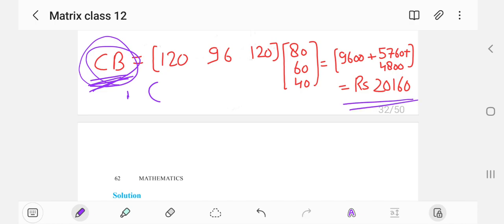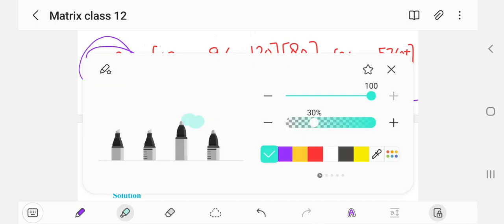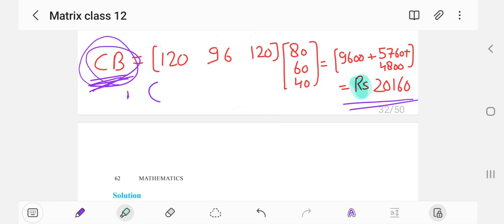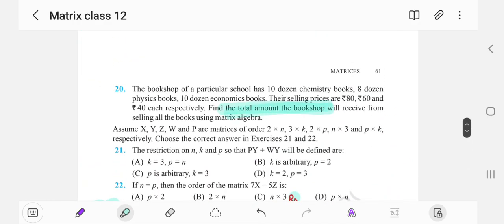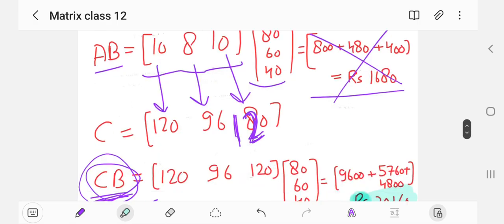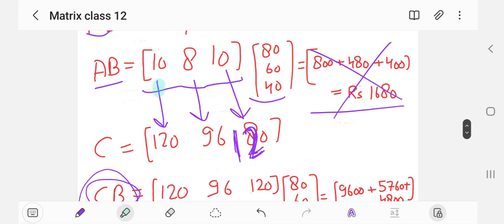And make sure that you use rupees 100%. In your board examination, very often the examiner deducts your marks for not mentioning the appropriate unit. So remember to write the rupees sign. So this is the total amount that the bookseller will receive after selling all of his books. I hope this question is also clear to you. Don't forget to change these quantities, right? These are in dozen, these are in dozen. Change them into units.